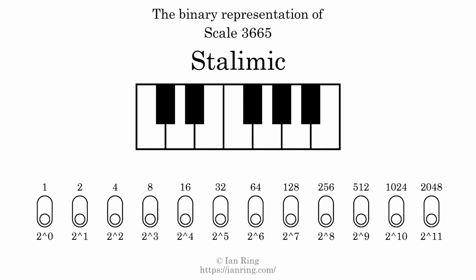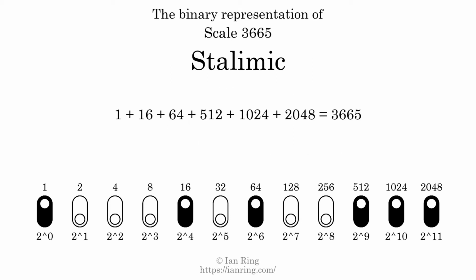The binary representation of this scale is determined by mapping tones of the scale to binary digits. Each binary digit represents a power of 2. To get the scale number, we add the powers of 2 together. The powers of 2 that are present in the scale, all added together, equals 3665.